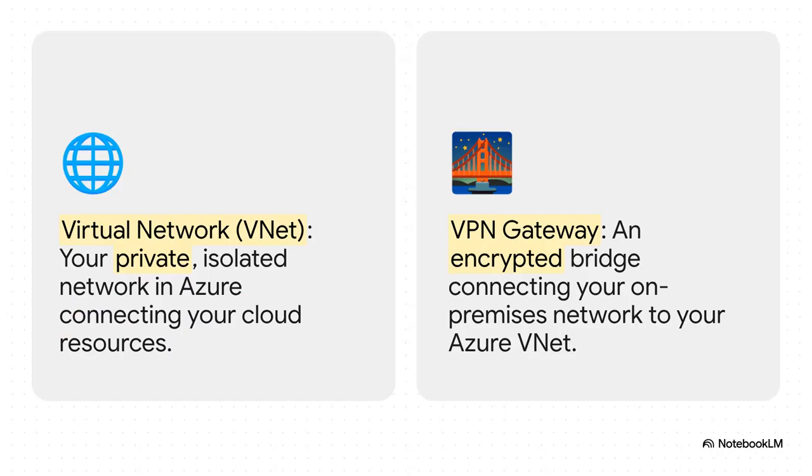Now for networking, there are 2 concepts you absolutely have to know. First is the virtual network, or VNet. This is the secure private road system inside your Azure city. It keeps all your resources talking to each other and only each other. The VPN gateway, on the other hand, is the secure, armored bridge that connects your cloud city all the way back to your company's physical headquarters. It's what makes hybrid cloud a reality.